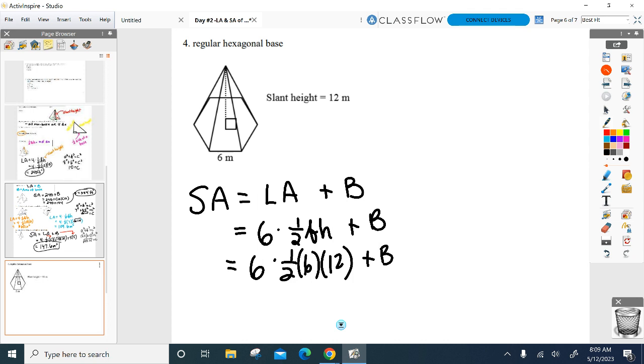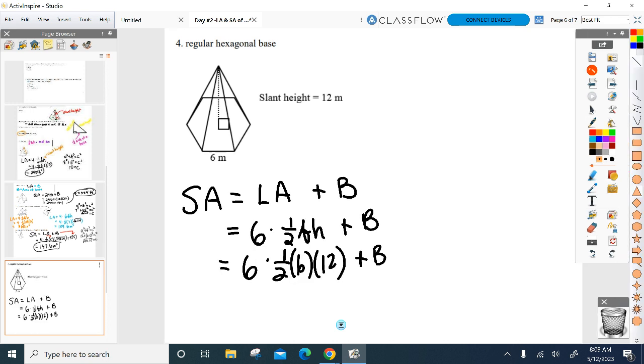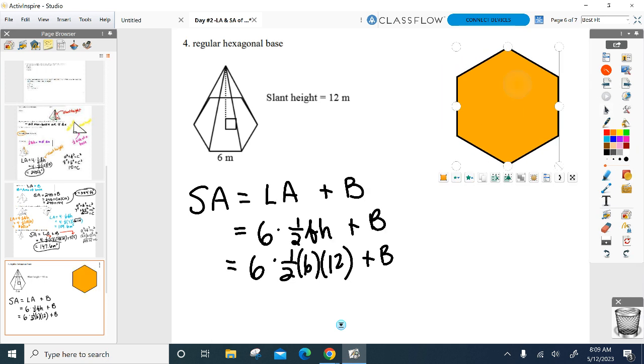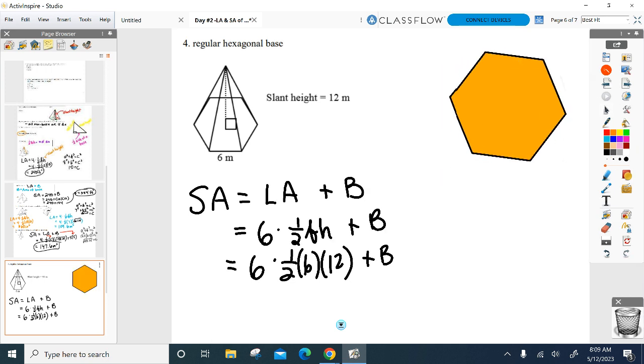Now we have to go back to last unit. And we did this last unit. Where's my hexagon? Let me draw this out. We need to find the area of this hexagon. Okay, we did this in last unit, so let's take our time.